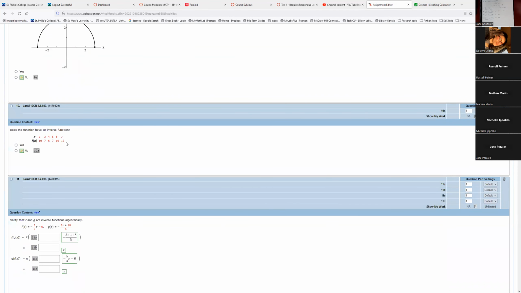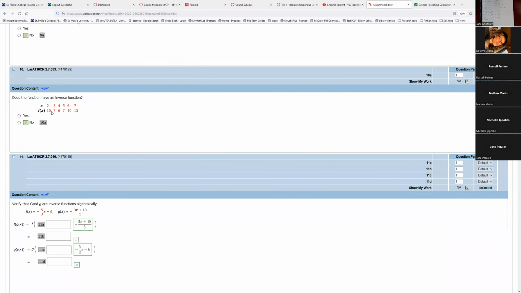Look at this one. You see the problem with this function, why it's not 1 to 1. I mean, there's two 10s. Yeah, the 2 goes to a 10 and the 6 goes to a 10. These two x's go to the same place, so not 1 to 1, which means no inverse.